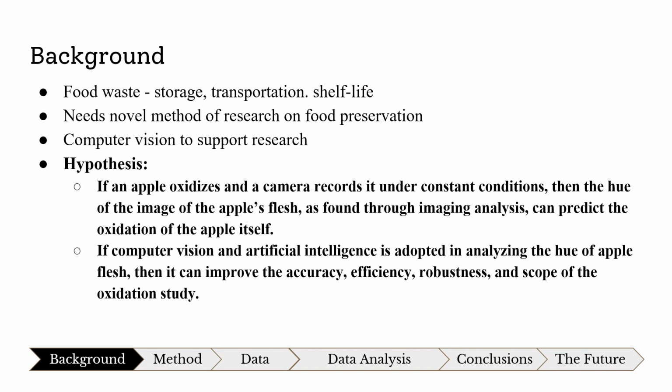Further, if computer vision is adopted in analyzing the hue of apple flesh, then it can improve accuracy, efficiency, robustness, and scope of the oxidation study. With the results of this study, everyday consumers will be able to pick the best fruits on their weekly outing to the grocery store. And despite this experiment focusing on apples, it can exceed the limits of just apple oxidation and possibly be used to benefit various food industries that are struggling with challenges in preservation, transportation, and waste reduction in our modern day.